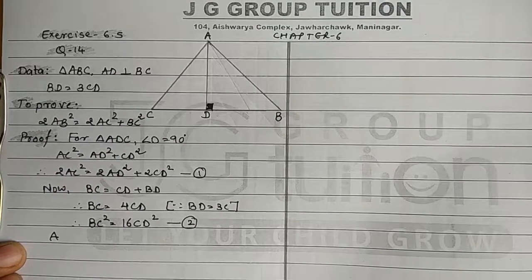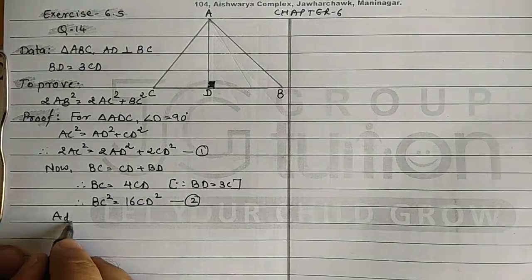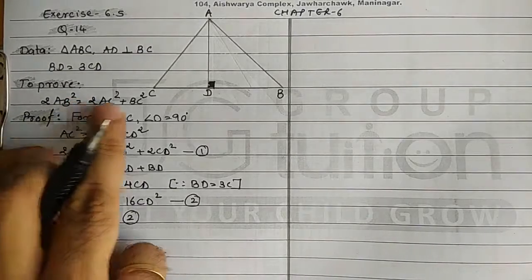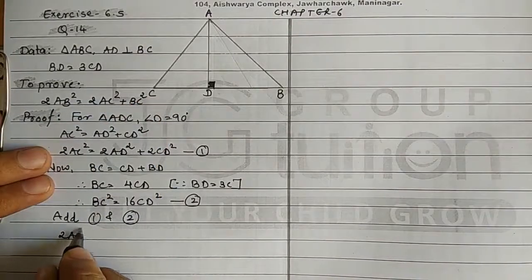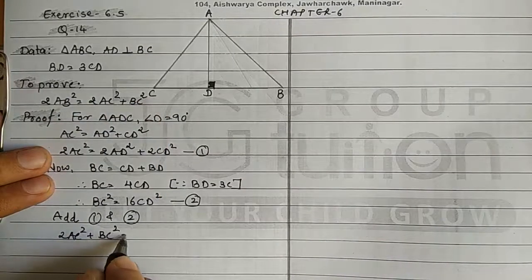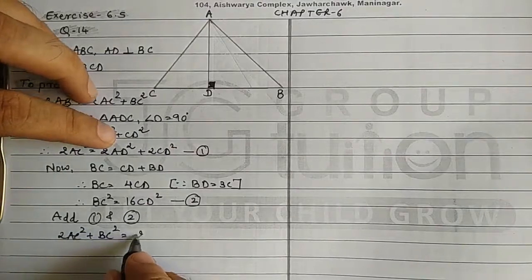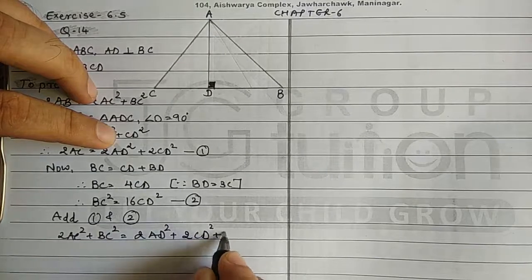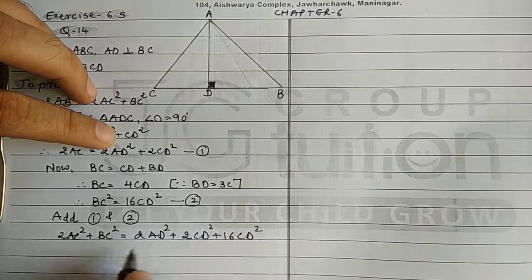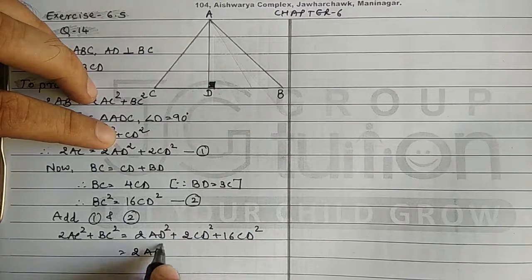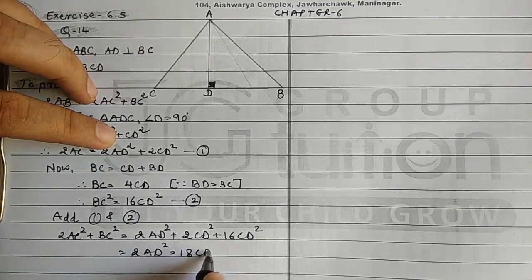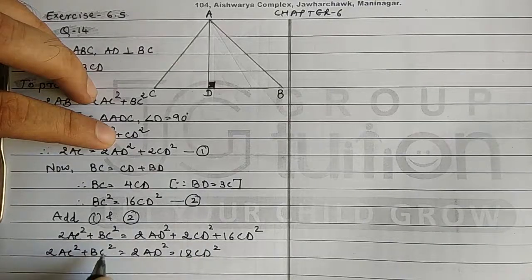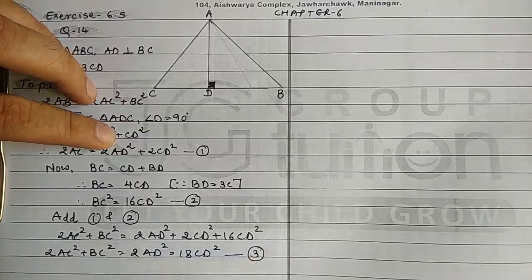So we'll add equation 1 and 2. Why am I doing this? As I told you, we'll obtain the right hand side. So 2AC square plus BC square is equal to 2AD square plus 2CD square plus 16 CD square. So 16 plus 2 is equal to 18 CD square. This is the value of 2AC square plus BC square which we obtained. I'll give this as equation number 3.